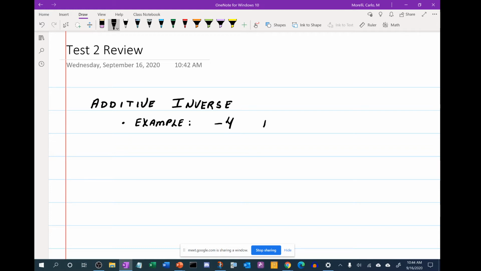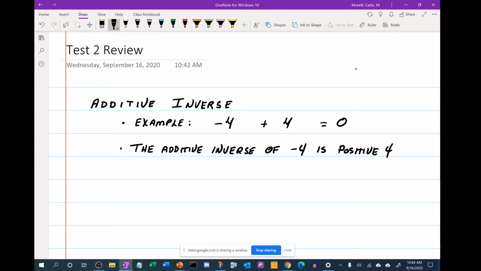-4 plus 4 equals 0. The additive inverse of -4 is +4. The sum of -4 and +4 is 0.